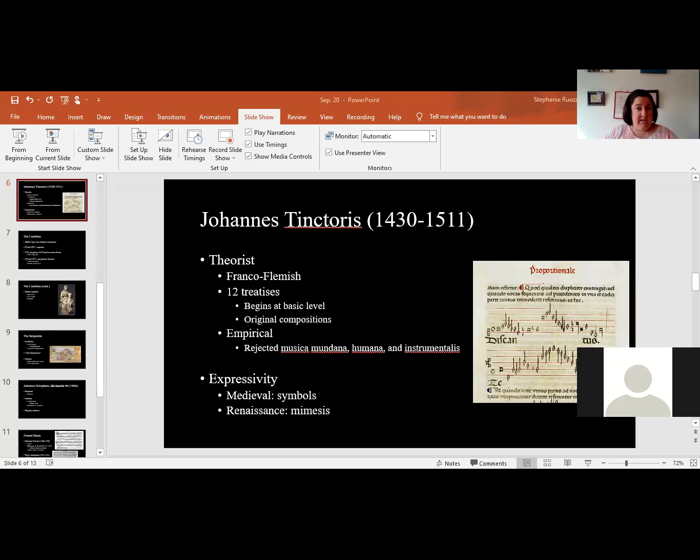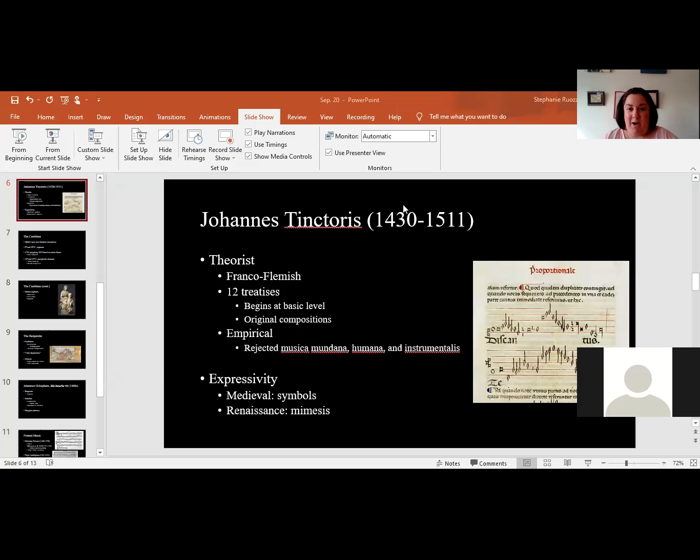Why is that important musically? Because he rejected Boethius's idea of the three types of music: mundana, humana, and instrumentalis. So somebody remind me what musica mundana or universalis is? Anybody? Isn't that like where the planets and everything in the universe is all aligned by numbers and ratios? Perfect. The harmony of the spheres, those ratios that govern the cosmos. Good. So that's musica mundana or universalis.